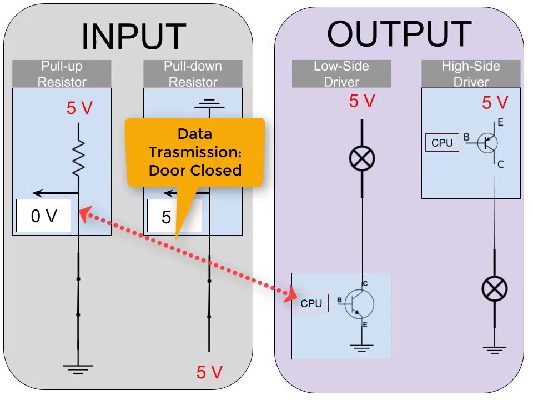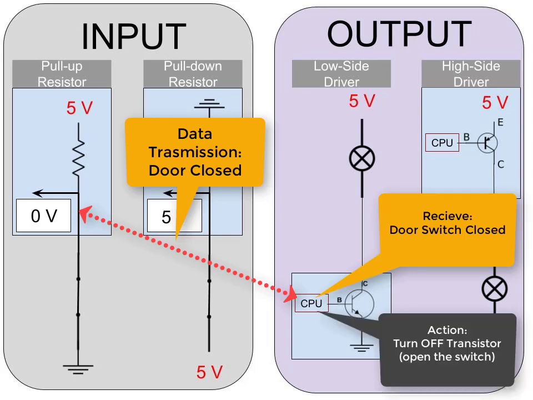I would then need to transmit that information across the CPU to the output to tell that transistor to remain in the off position, opening the switch, which would then take away ground from the load.